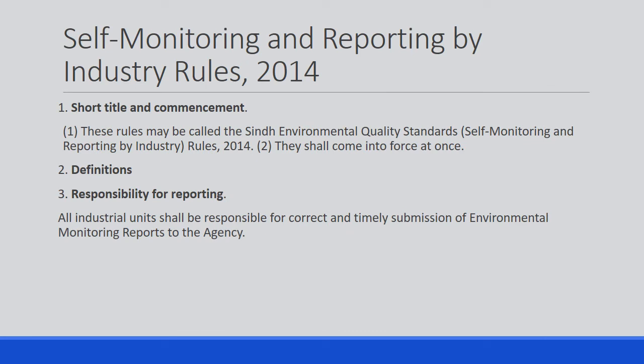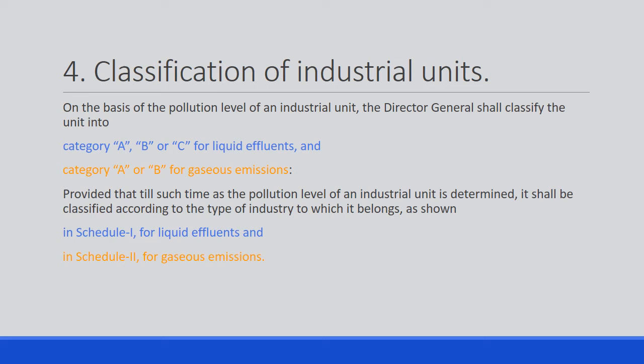Self-Monitoring and Reporting by Industry Rules 2014 starts with its introduction as Section 1, Rule 1, definitions, and puts the responsibility of reporting on industrial units for correct and timely submission of environmental monitoring report to the Sindh Environmental Protection Agency in Rule 3. This rule classifies industries into categories A, B, or C for liquid effluents and A or B for gaseous emissions. Liquid effluent industries are given in Schedule 1, while gaseous emission industries classification is given as Schedule 2.